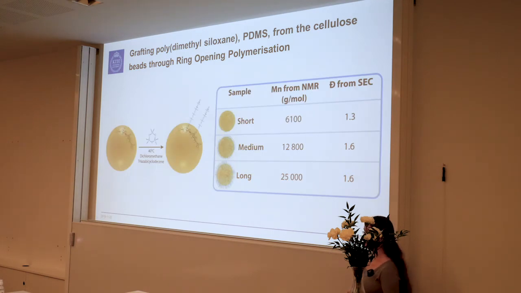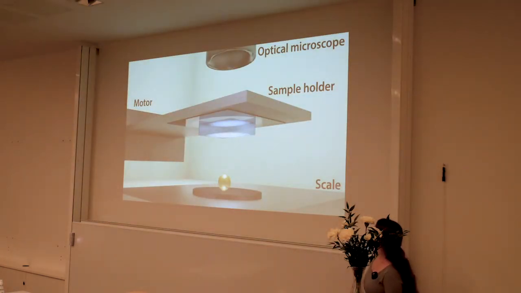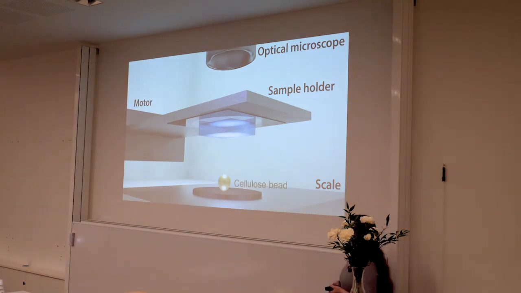We grafted 3 different lengths of PDMS. We named them short, medium, and long, referring to the relative length. And then we used them in contact adhesion testing measurements, which I will describe a little more. So this is a schematic illustration of the contact adhesion testing setup we used for the adhesion measurement, where we mounted the cellulose bead on an analytical balance, and then we tested this against a PDMS elastomer, which was mounted on a sample holder, which in turn was attached to a motor to be able to control the distance between the samples.